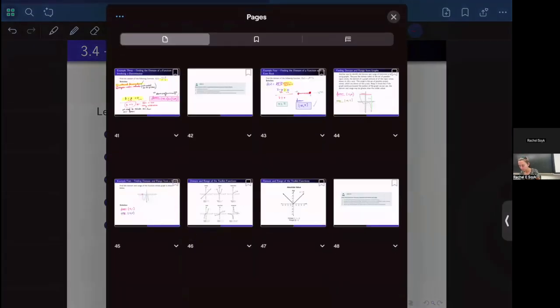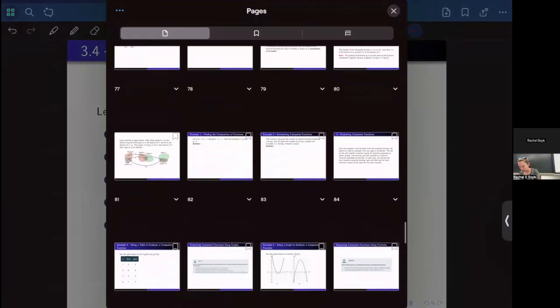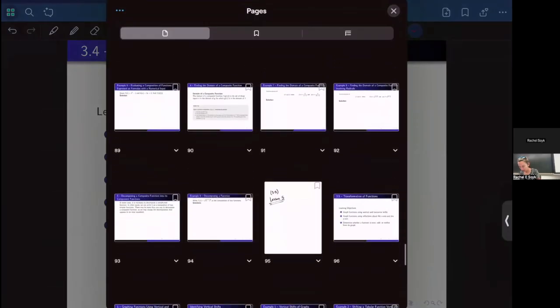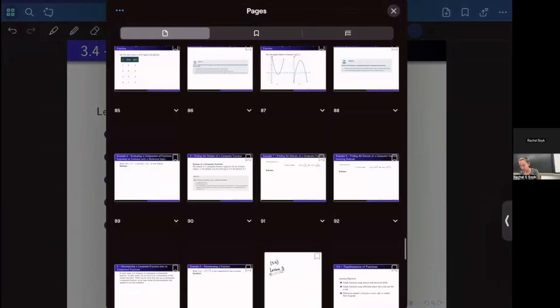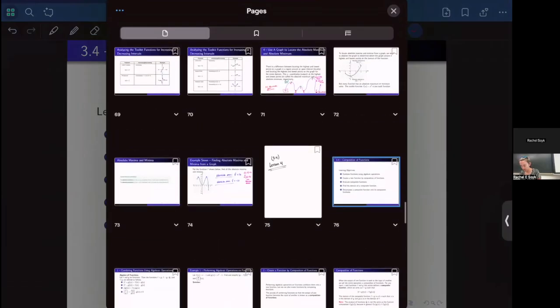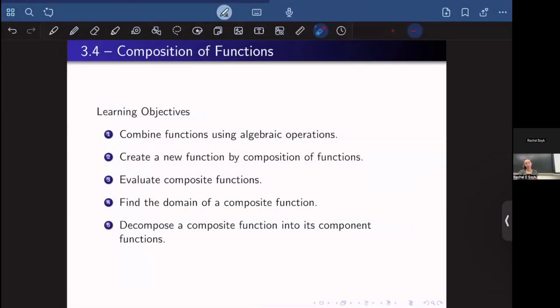I believe there are about 18 slides in this section before we jump into our transformation of functions. So let's jump into it.